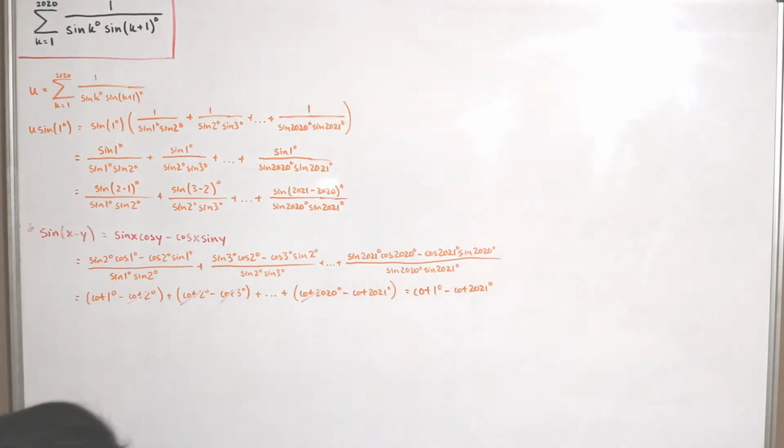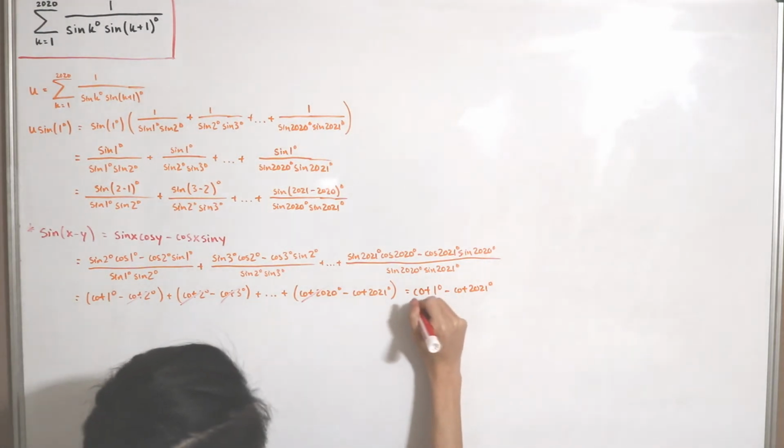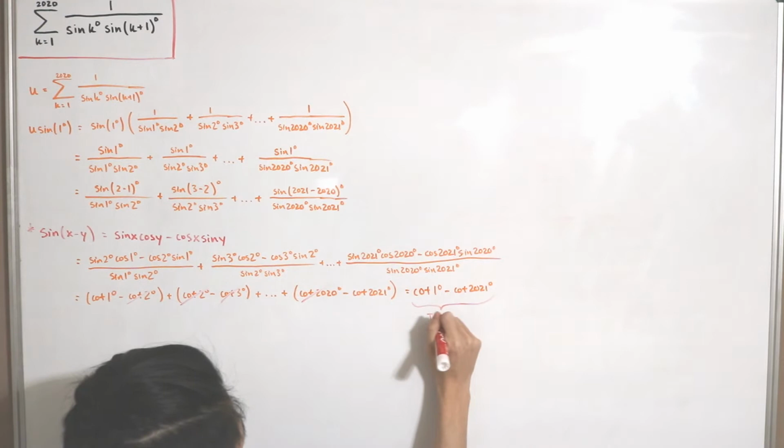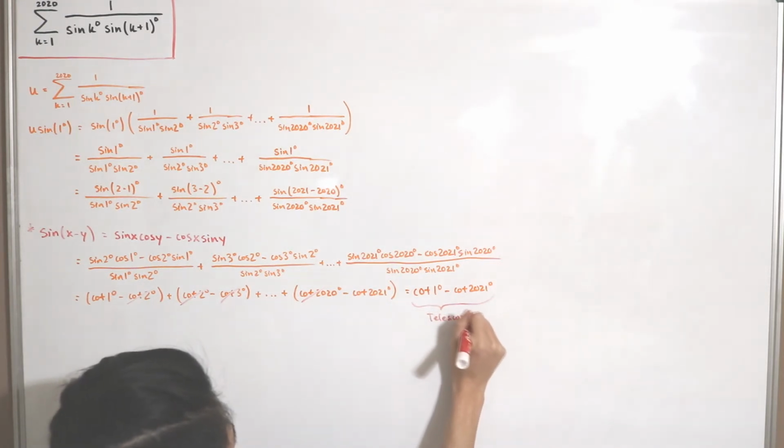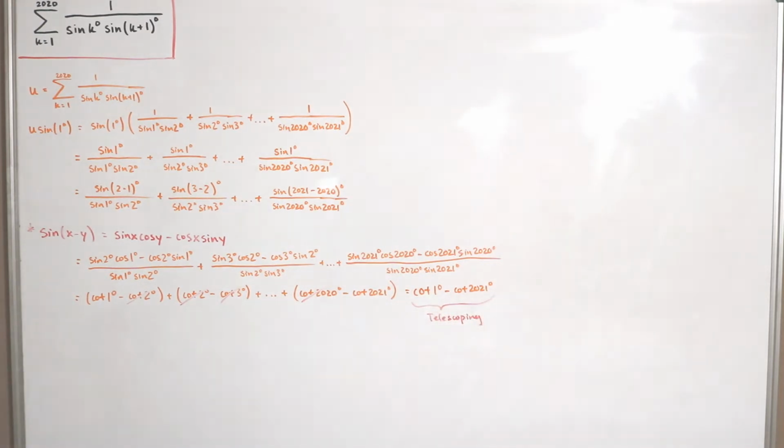And let me just write that this is telescoping, just to justify that. So this is telescoping. Let me also reiterate what we have so far. We have that u multiplied with sine of 1 degrees is equal to cotangent of 1 degrees subtract with cotangent of 21 degrees.